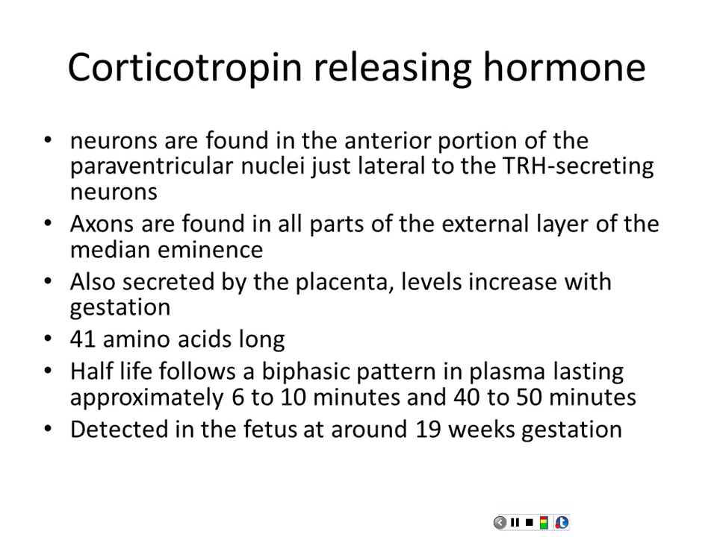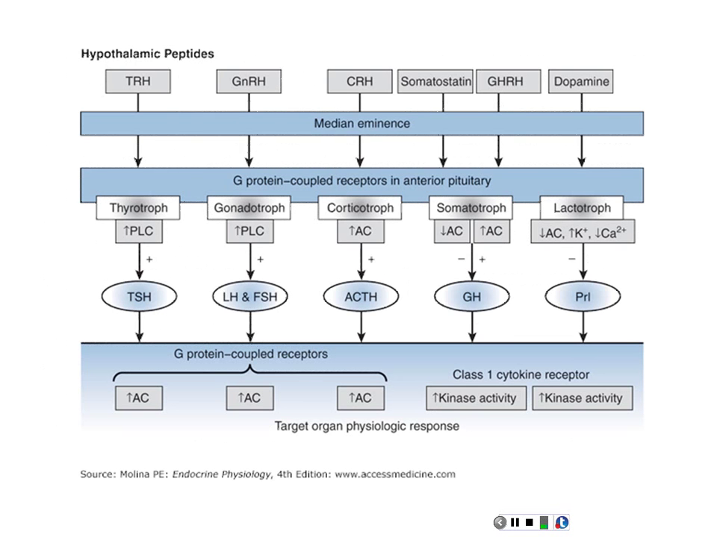And then there's corticotropin releasing hormone. Same spiel, the neurons are found in the anterior portions of the paraventricular nuclei. And these are actually found in all parts of the external layer of the median eminence. It's secreted by the placenta as well. Levels increase with gestation. And the half-life follows a biphasic pattern. In the plasma, the first phase is 6 to 10 minutes, and the second phase is 40 to 50 minutes after the secretion. And it's detected in the fetus at around 19 weeks gestation.